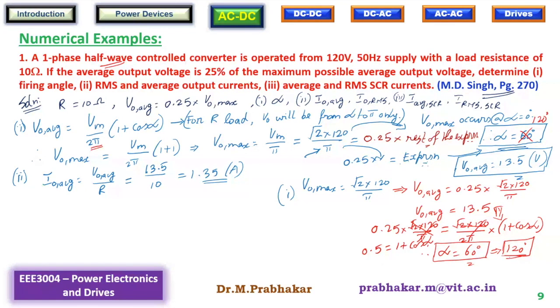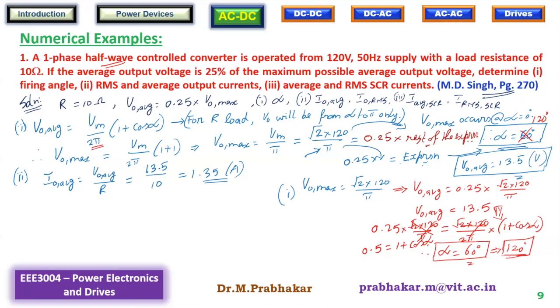120° is the correct value. Is that clear now? So I naught average will be V naught average by R, which is 1.35 amperes.